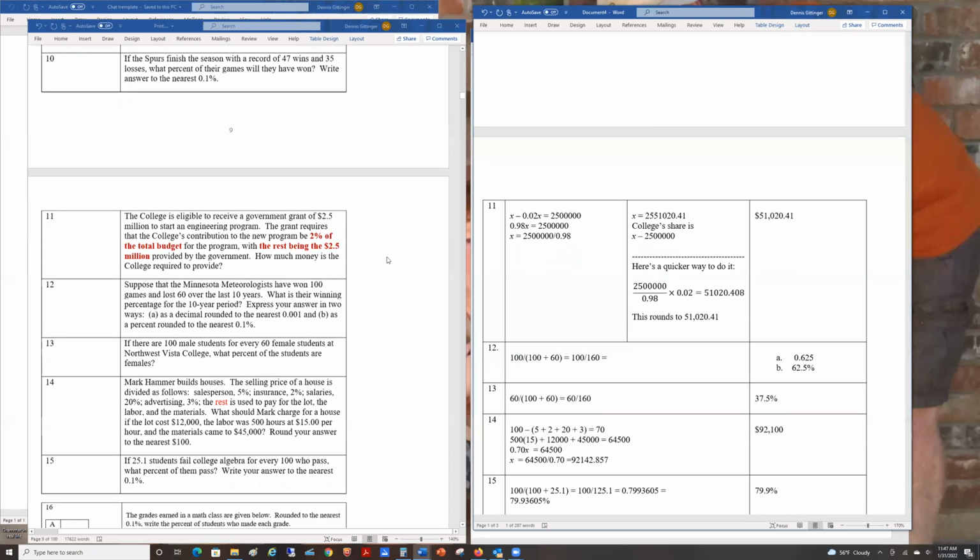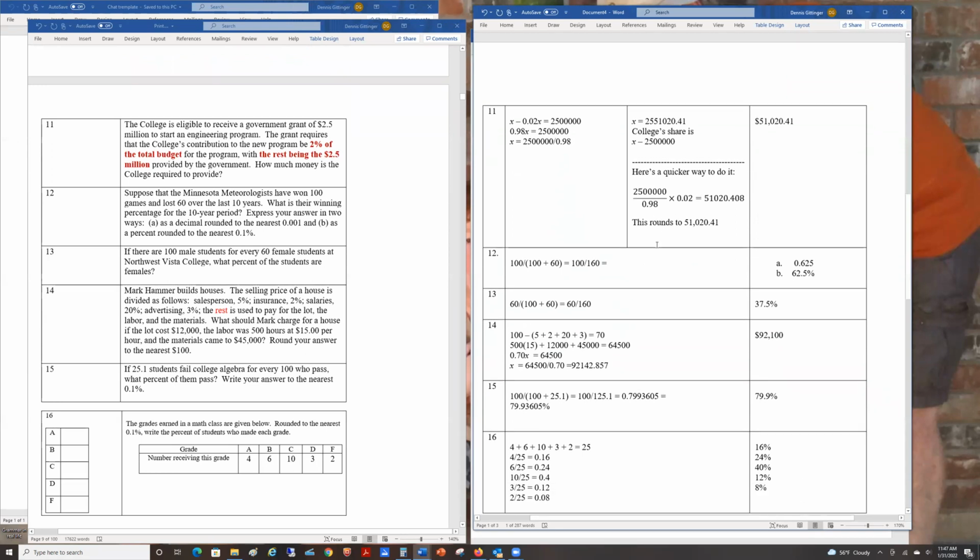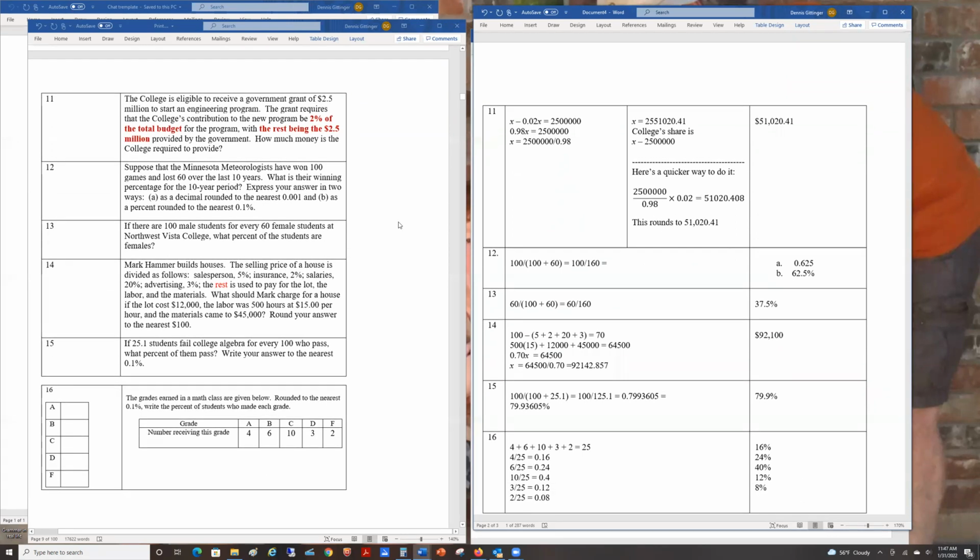Number 11 is a very tricky problem. I got it at a grant writing seminar, and the guy who was giving the seminar didn't know how to work the problem. Isn't that sad?